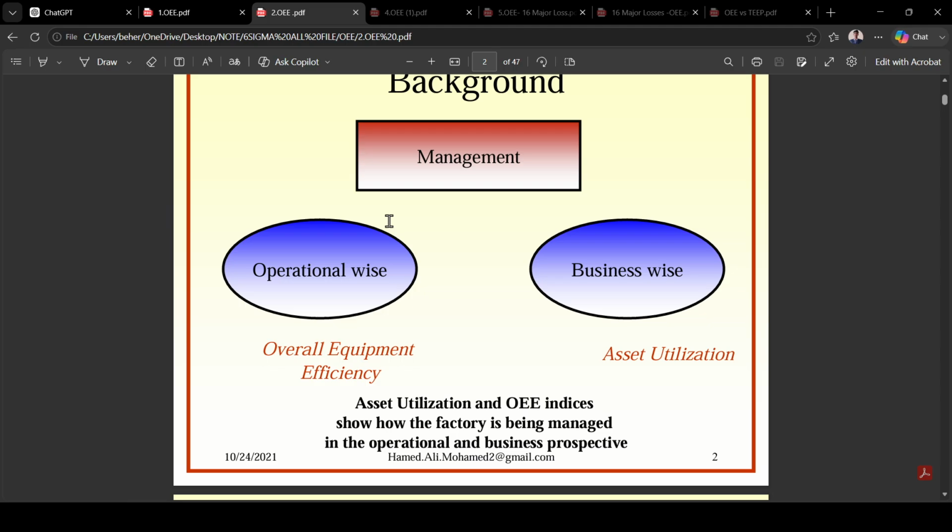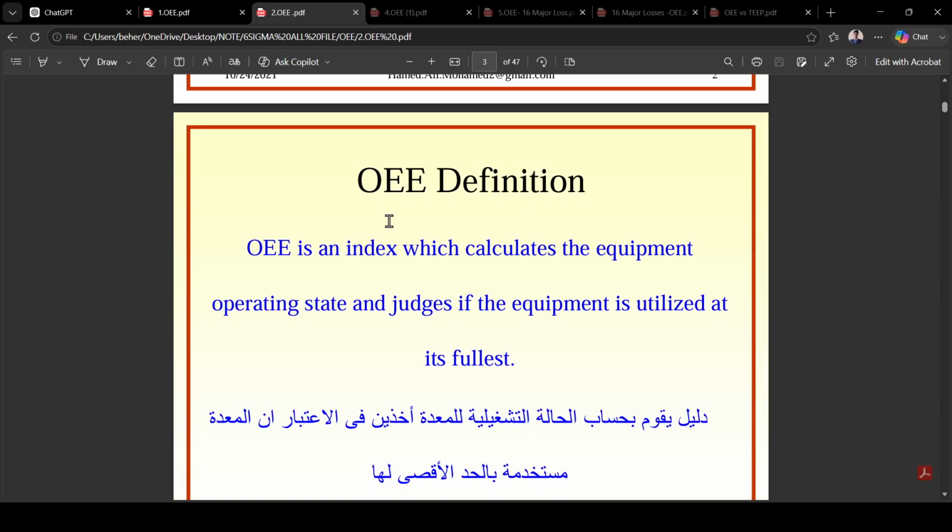The background is management, operational wise or business wise. Operational wise, it is overall equipment effectiveness; business wise, it is asset utilization. Asset utilization and OEE indicate how the factory is being managed from the operational or business perspective. So, OEE definition: OEE is an index which calculates the equipment operating state and judges if the equipment is utilized at its fullest or not. So OEE is the main factor.